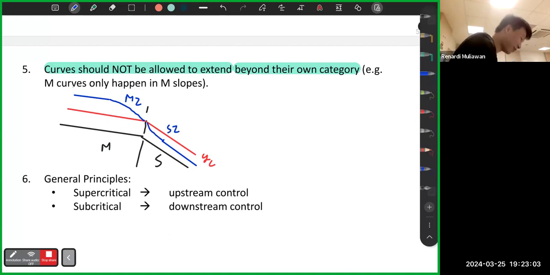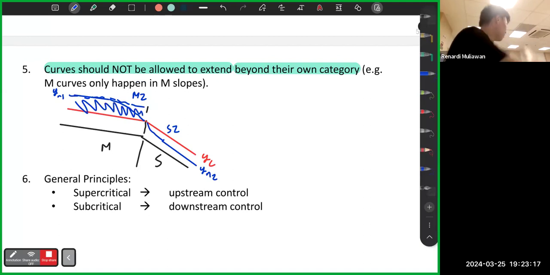Explain why it's M2 and S2. So this is YN, this is YC. Why is this M2? Because the curve is in this area, between YN and YC. That's why it's M2. For this one, again, the curve is between YC and YN. That's why it's S2.